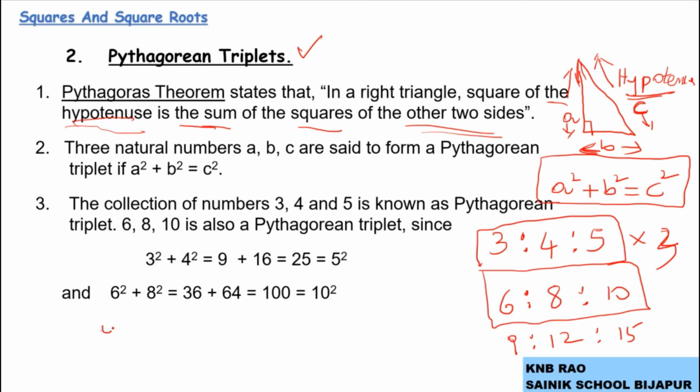So, 9 square plus 12 square is equal to 81 plus 144. It implies the sum is 225, which is 15 square. That means yes, this is working.